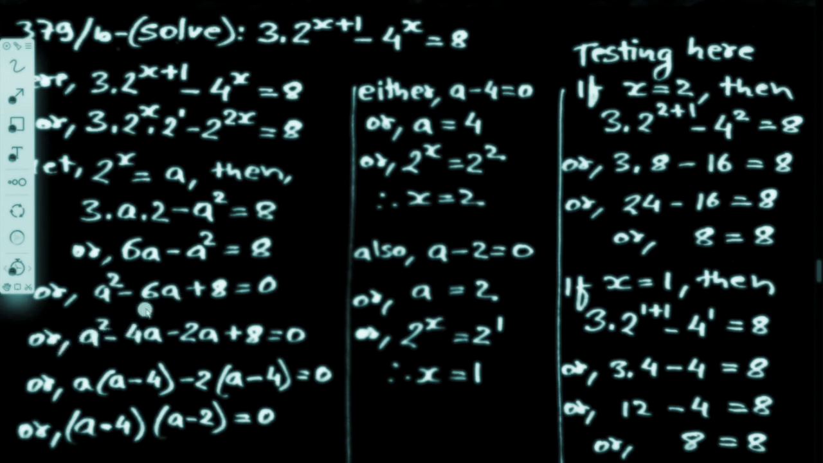Or to help factorization, 6a should be broken into 2 parts to factorize. Or a square minus 4a minus 2a plus 8 equals 0. Now 6a is broken into 2 parts, that is 4a and 2a, it means 6a. It comes a square minus 4a minus 2a plus 8 equals 0. Or a minus 4 minus 2 a minus 4 equals 0.